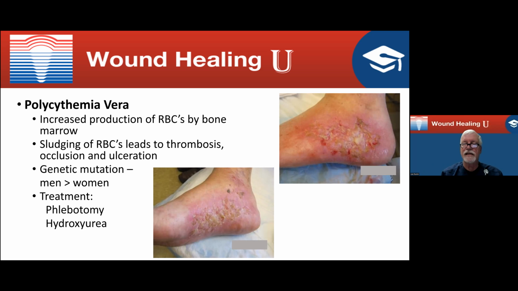So this is the foot of a man that I took care of with polycythemia vera on hydroxyurea, and just very tedious, gradual enzymatic as well as sharp debridement, and the slight lowering of his hydroxyurea dose by his hematologist. But this is one of those things where I always consult my hematology colleagues. I certainly don't lower the doses of these medications on my own.